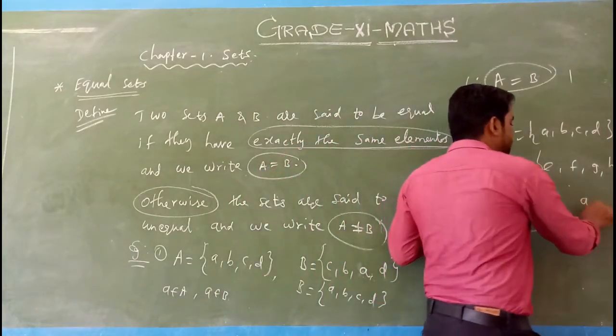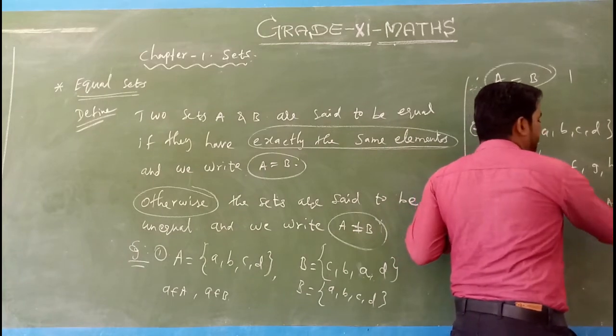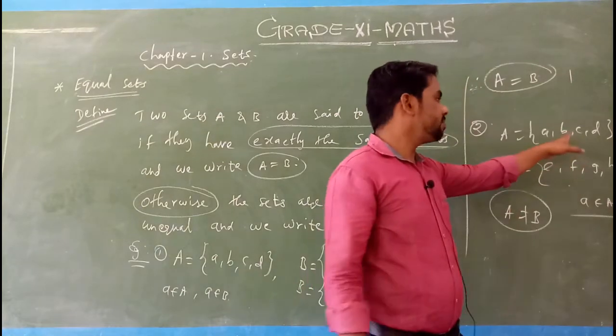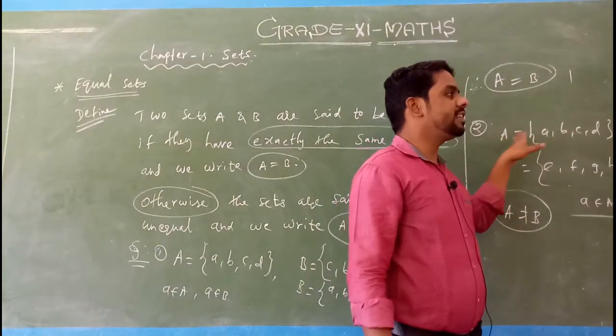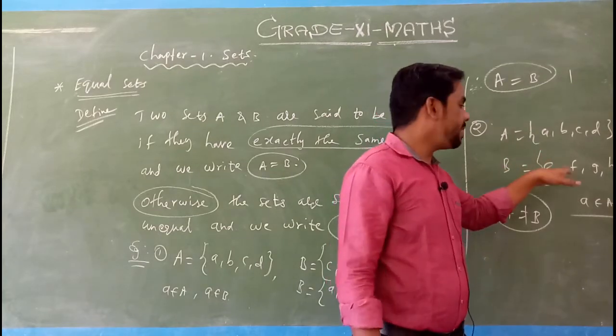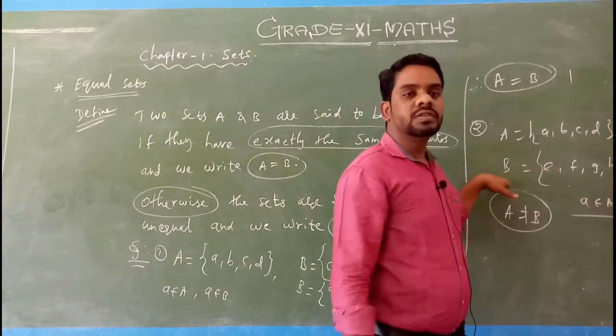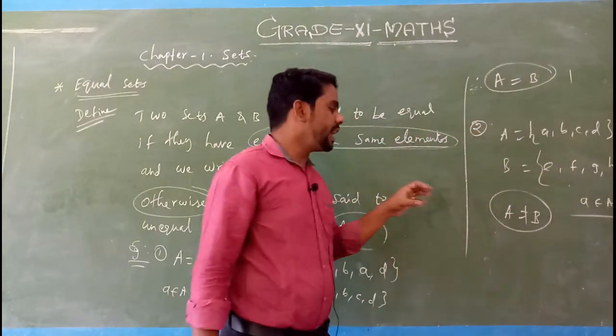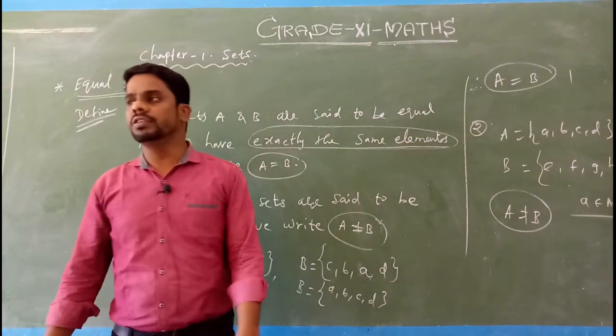Here A, B, C, D belong to A, but they do not belong to B. And E, F, G, H belong to B, but E, F, G, H do not belong to A. So therefore A is not equal to B.